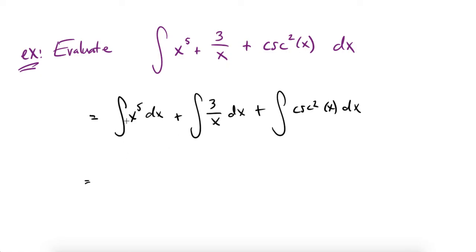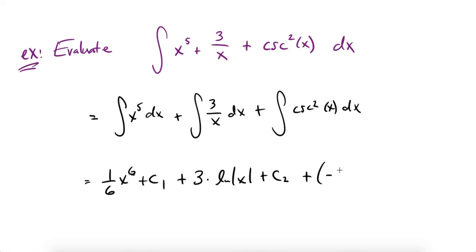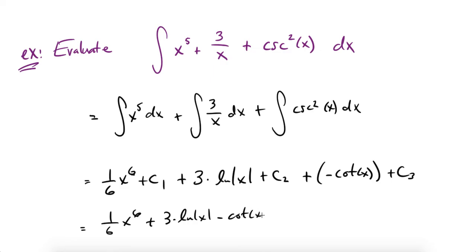Really, I'm going to use the power rule here and get 1/6 x to the 6th plus some constant. And then I'm going to get 3 times the antiderivative of 1 over x, which is natural log of absolute value of x, plus some constant, which I'm going to call C2. And then the antiderivative of cosecant cotangent was negative cosecant, plus some constant. So let's clean this up a little bit. This is 1/6 x to the 6th plus 3 natural log of x minus cosecant x.